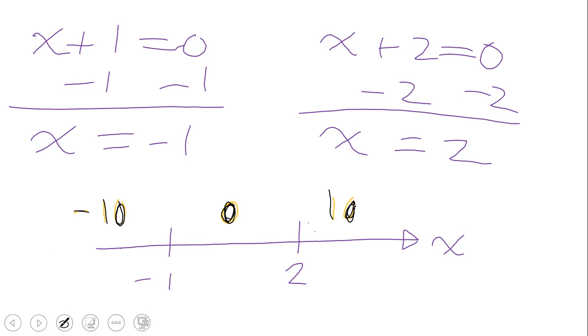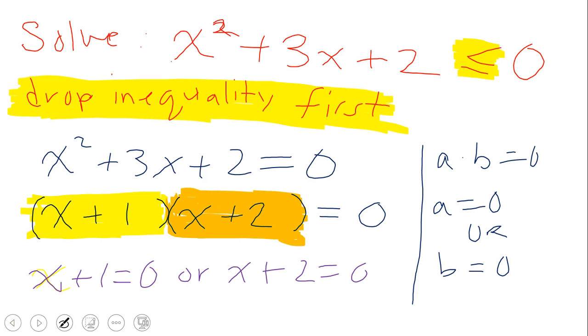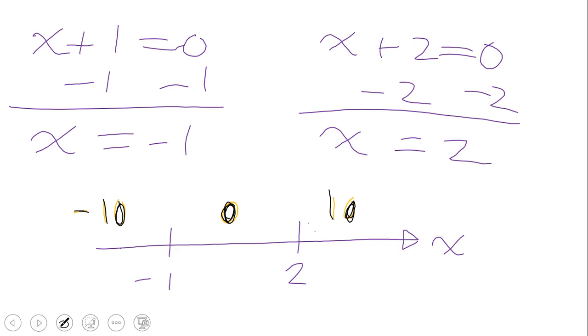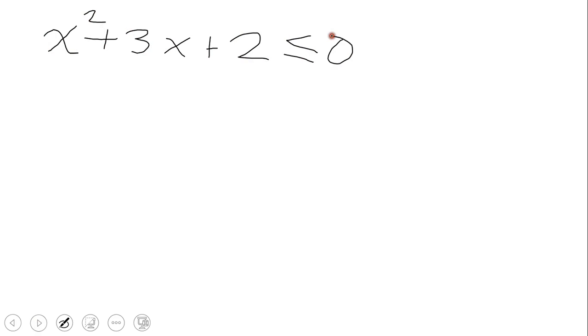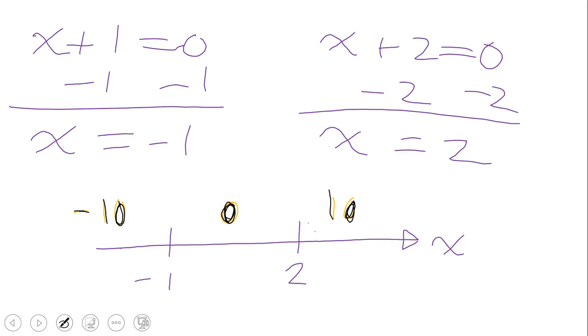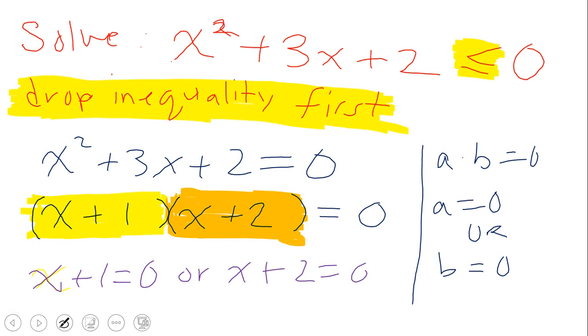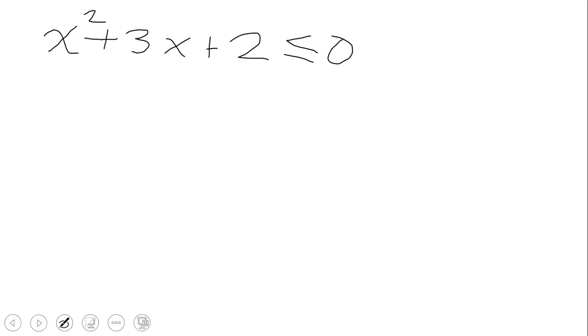All right. So basically, now let's just check the original equation. Our original equation was x squared plus 3x plus 2 less than or equal to 0, I believe. Yeah, so x squared plus 3x plus 2 less than or equal to 0. Now check.